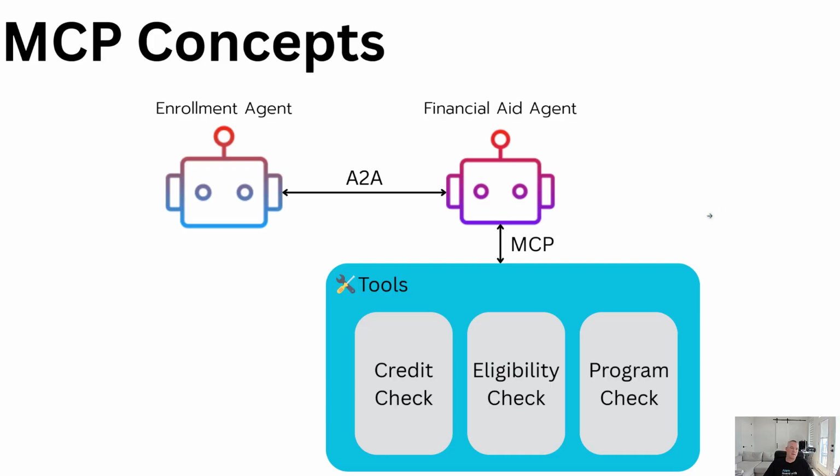Now, if we think about MCP, we could take that same architecture where we still have an enrollment agent, and it's going to talk to the financial agent over A2A. But as part of the financial aid agent, it might need access to tools. Those tools could include a credit check, eligibility check, program check. And those could be implemented in a variety of different ways. But by being able to describe and expose those over a common protocol, this allows those tools to easily be plugged into an agent. In this case, it would be the financial aid agent.